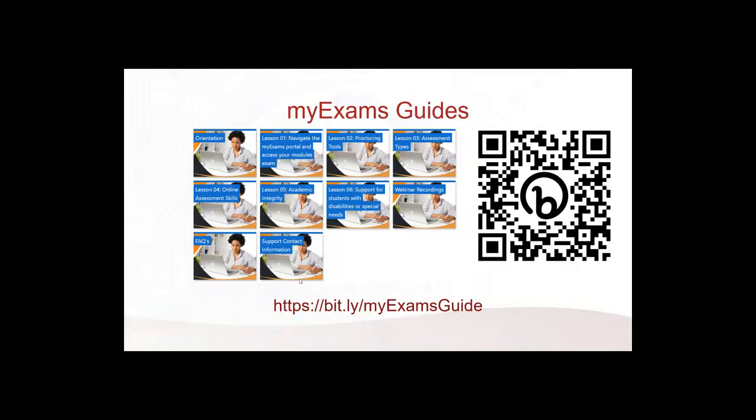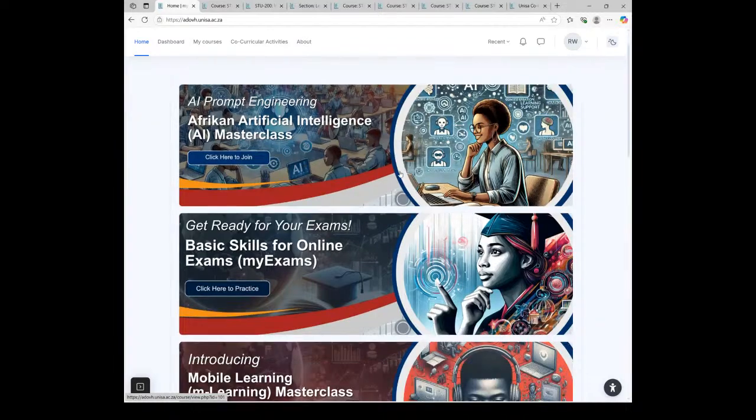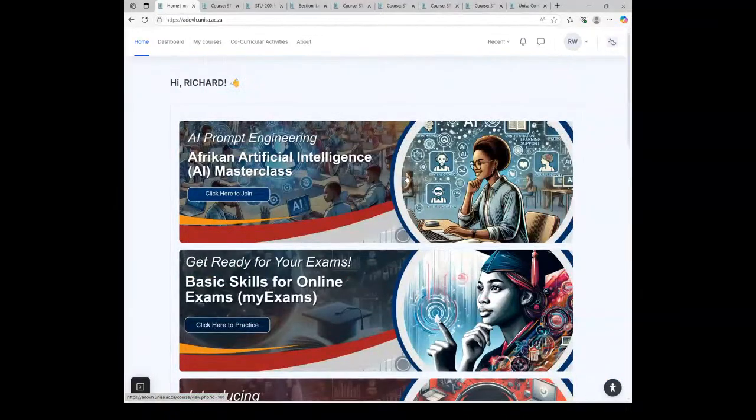But you can also use this myExams guide URL or scan the QR code that's in this window. Now I'm just quickly going to show you what this site is and how you access it. This is actually on the My Student Skills Hub. This is where we host a lot of open courses. It's also where we have the co-curricular activities. So if you visit this, it's very easy to find as well.